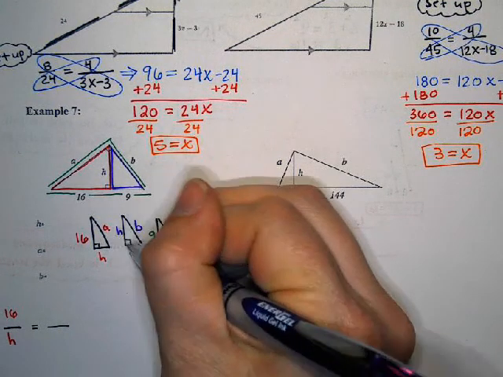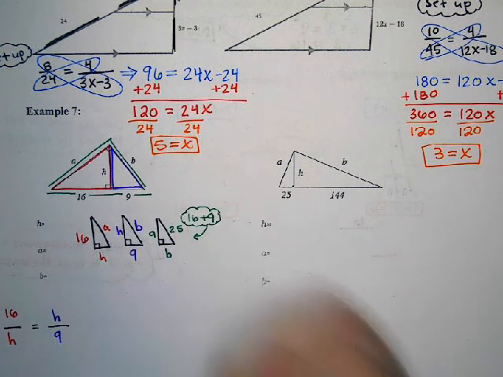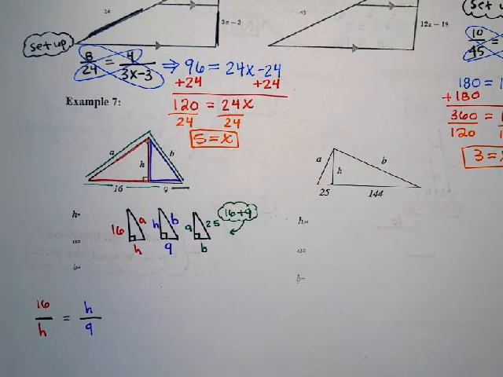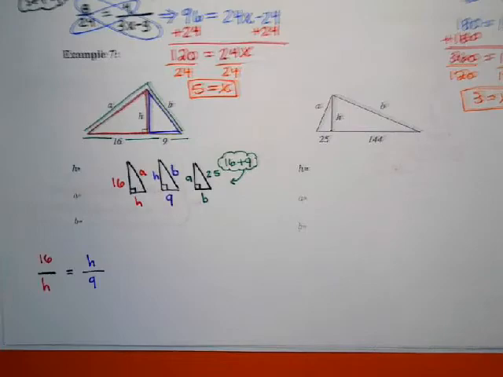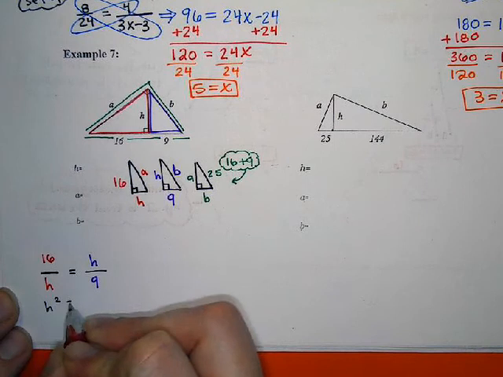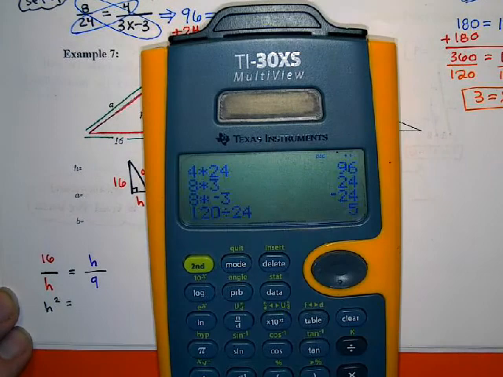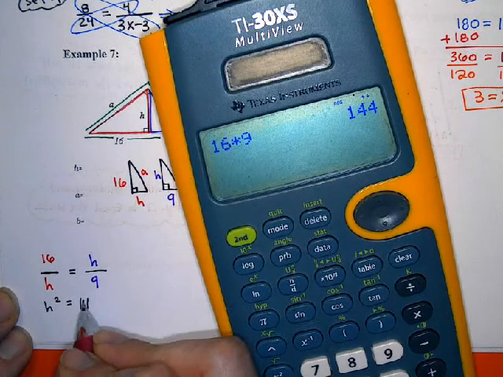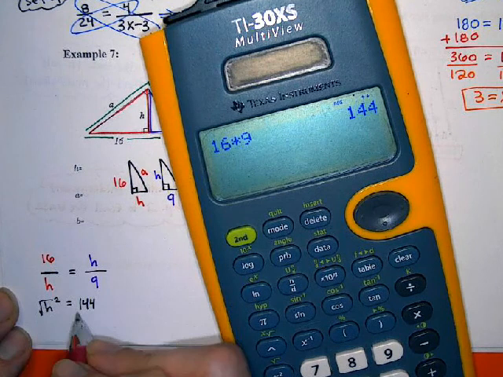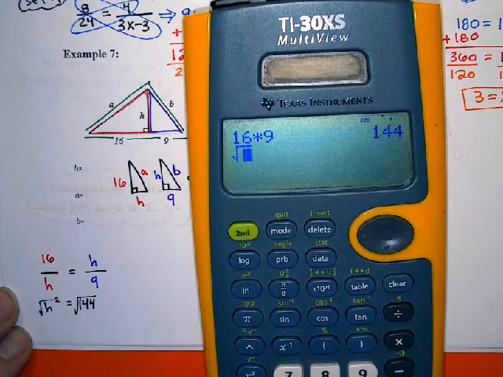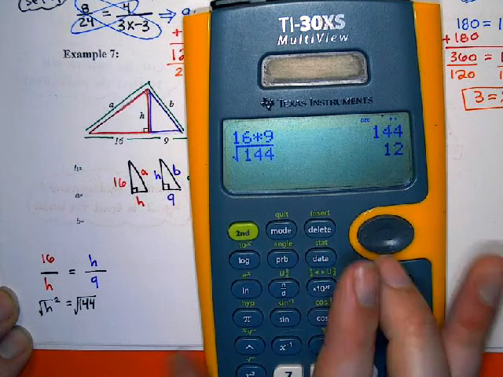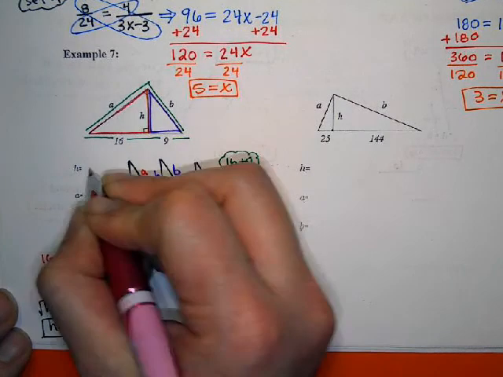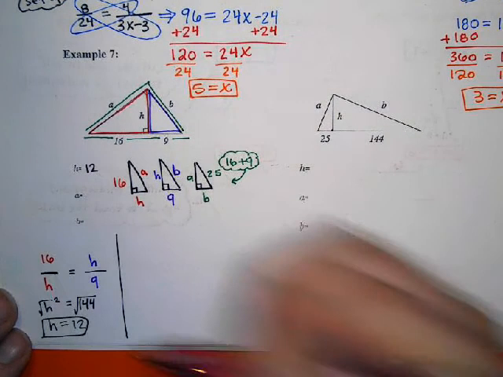So 16 over H from the red one, and the purple will be H over 9. You want the same letter. When you cross multiply, that gives me H squared equals 16 times 9. Square root to get rid of that power. And I get that H is a 12.